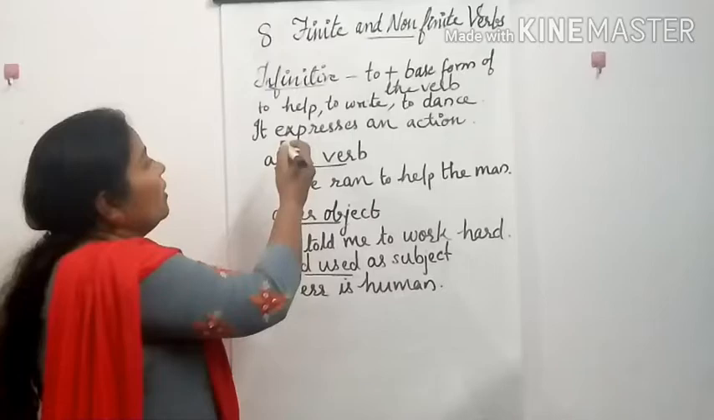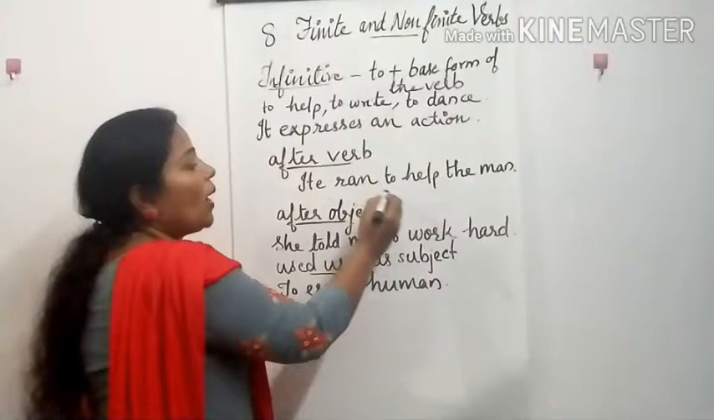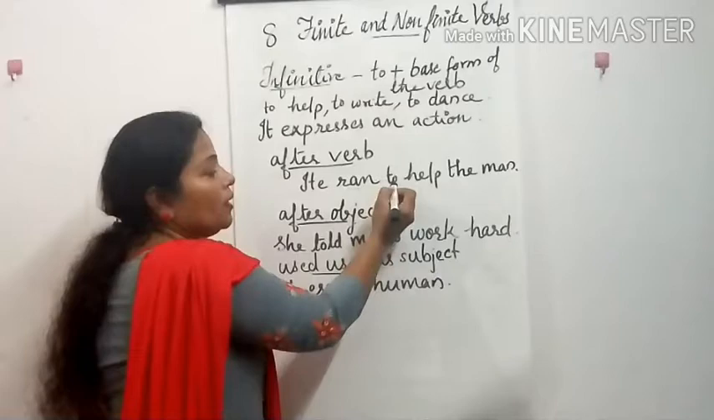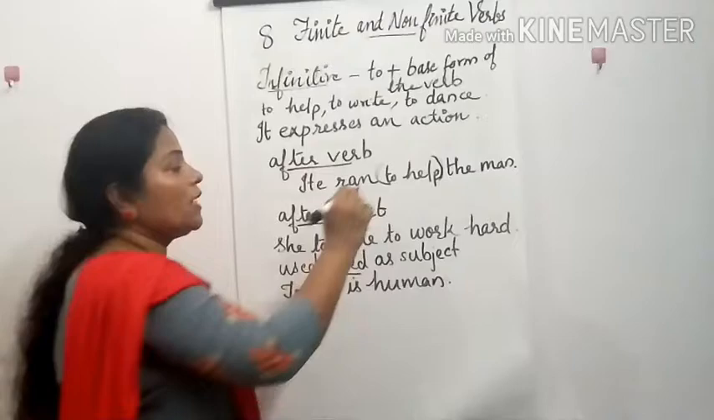See here. Now infinitives are used in different situations. For example, it comes after a verb. He ran to help the man. Now, here we have the verb ran. So, the infinitive comes after the verb. Help is a verb and in front of that we have 'to'. Then, a verb that has 'to' in front of it and is expressing an action becomes one.